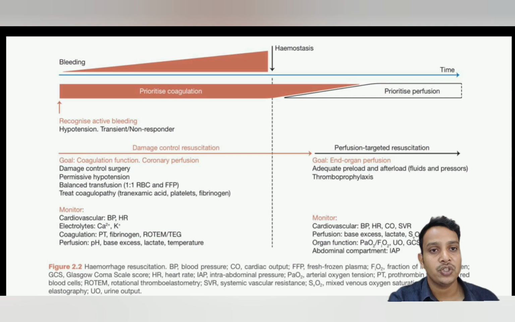So when you are seeing a trauma patient, divide it into two. First is damage control resuscitation: prioritize arresting the bleeding, give the fluid challenge test, arrange the blood products, and classify the patient as responder, transient responder, or non-responder. Then permissive hypotension, balanced transfusion in a 1:1:1 ratio of RBC, FFP, and platelets, and treat coagulopathy initially with tranexamic acid. Once your patient is vitally stable, next management is perfusion targeted resuscitation, where you perfuse only your vital organs.